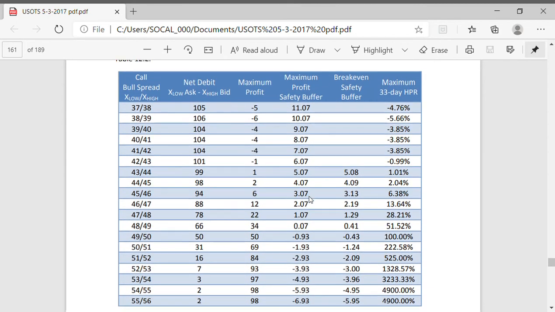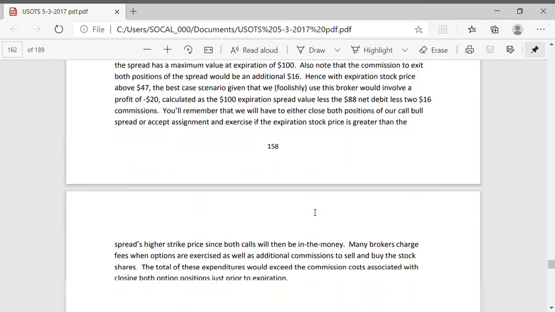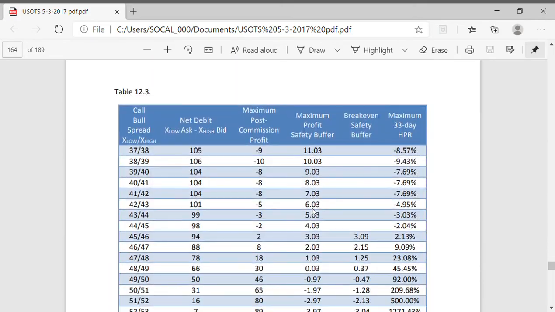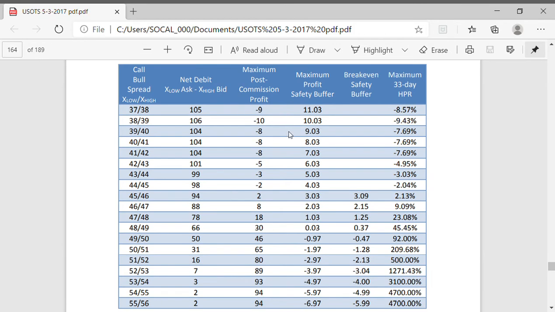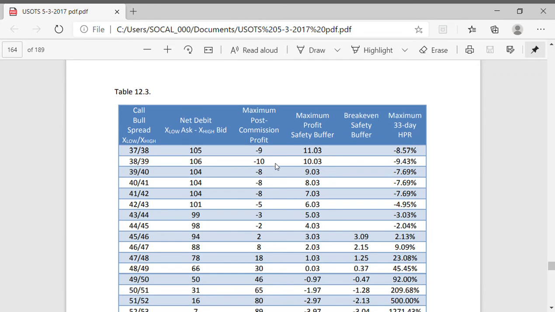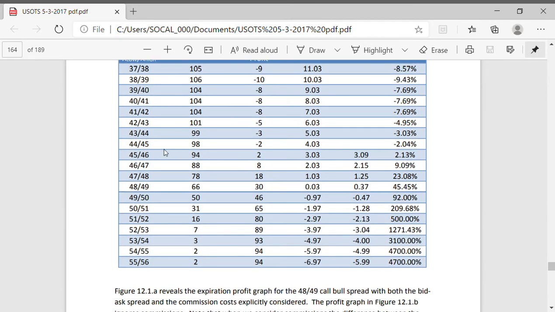Okay, well now I'll move down here to another chart. This chart takes into account commissions. And back when I wrote this book in 2010, the cheapest commissions I was aware of for a real broker were $1 per contract. And so with, let's say, a call bull spread, we were buying the 44, for example, writing the 45, and that's to open.